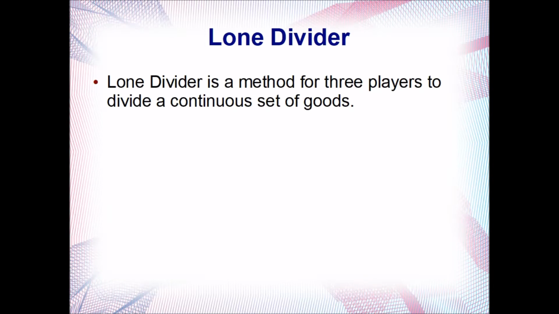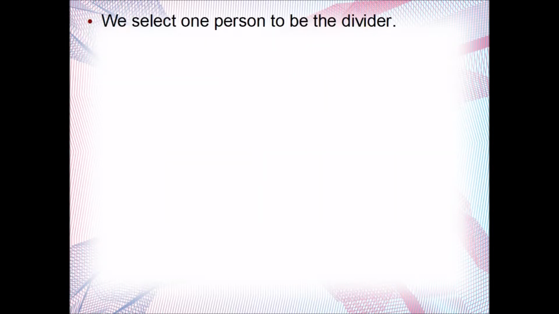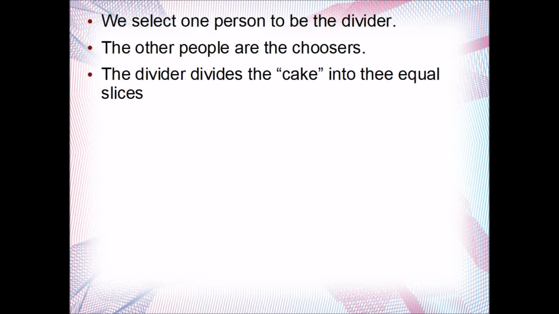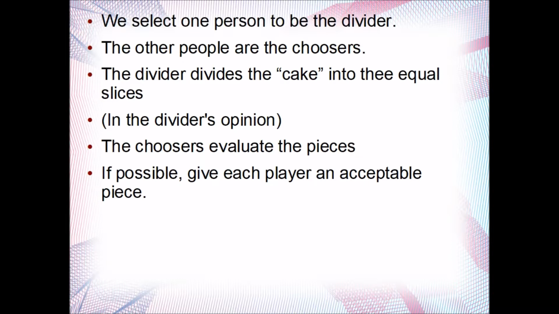The lone divider method is a method for 3 players to divide a continuous set of goods. A continuous set of goods is a set of goods that you can divide however you please. We select one person to be the divider, the other people are the choosers. The divider divides the cake into 3 equal slices in the opinion of the divider. The choosers evaluate the pieces. If possible, give each player an acceptable piece.